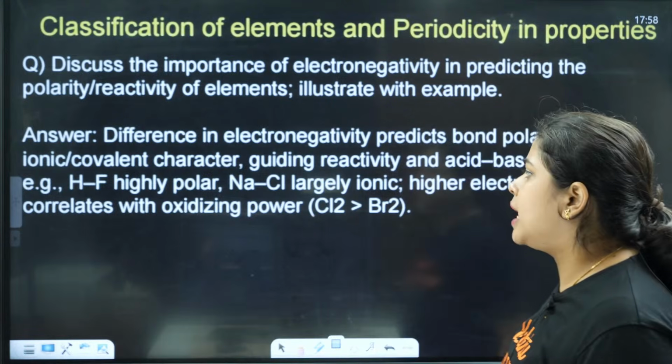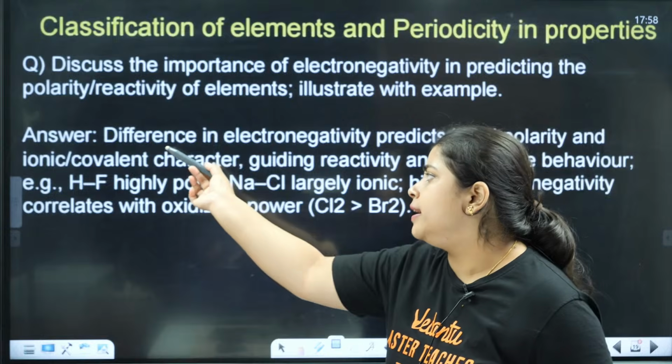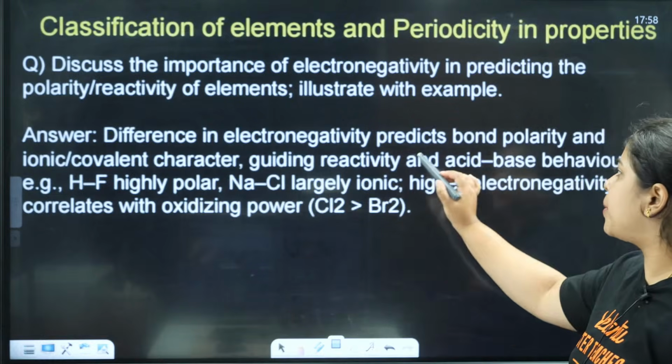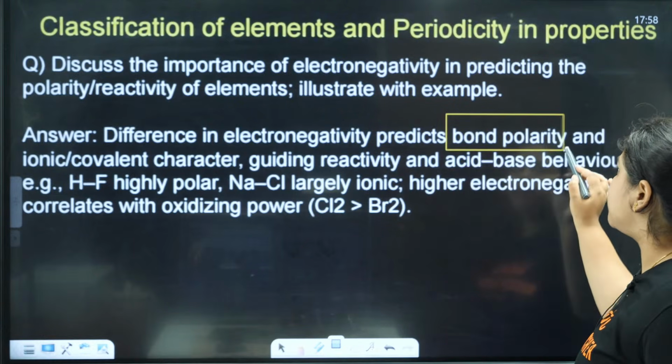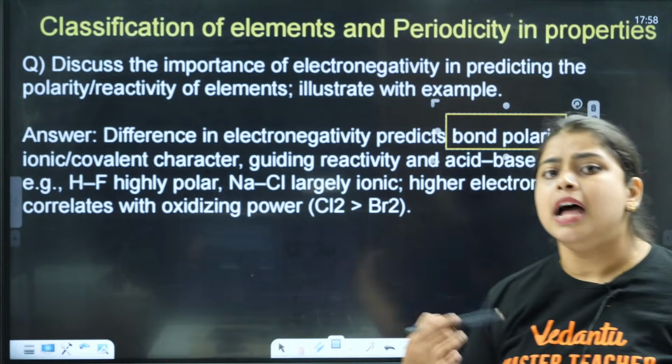Come on, tell me now, how many people know this answer. Differences in electronegativity predict bond polarity. It predicts what? Bond polarity.